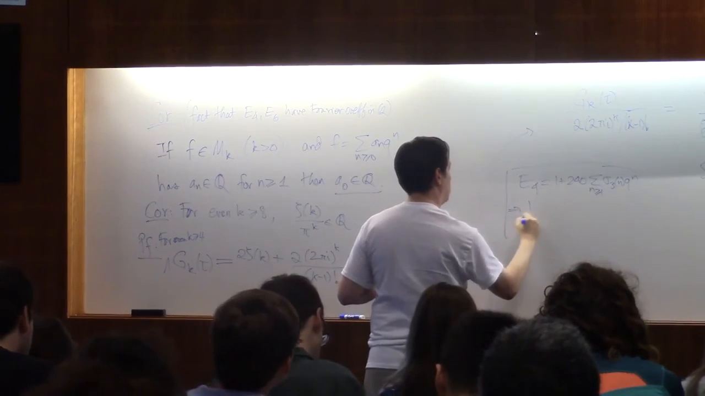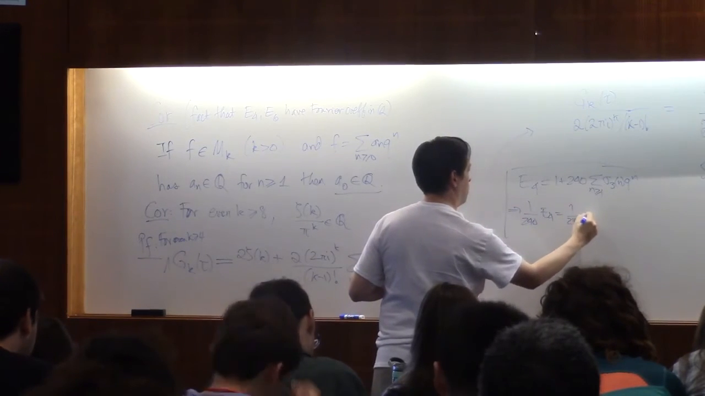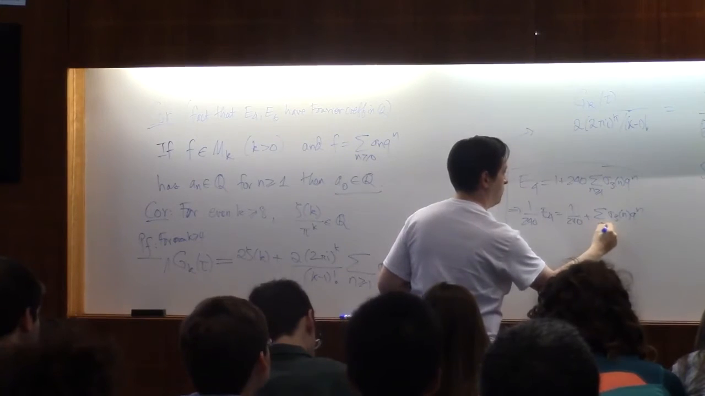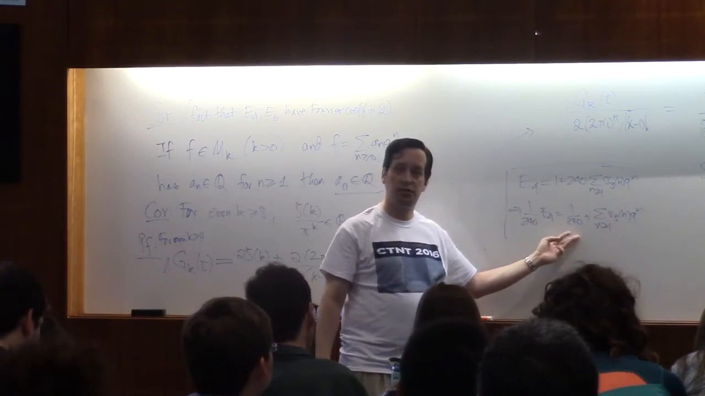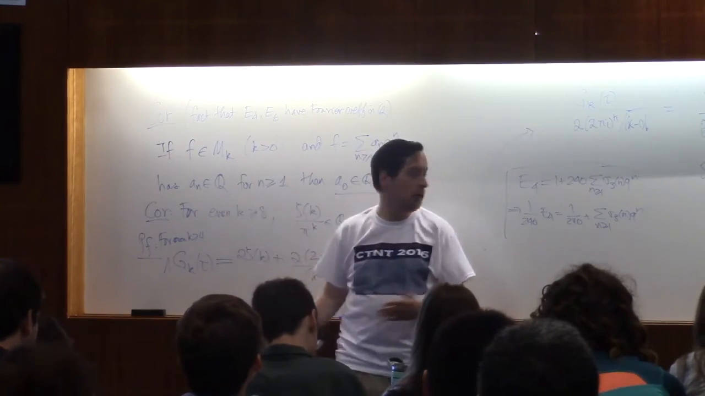And so if you look at 1 over 240 E4, that's 1 over 240 plus the sum. And so you can just see by simple examples, all the higher things are integers. It doesn't mean the constant term is an integer. Well, it is rational, consistent with the corollary. It's not a false statement.